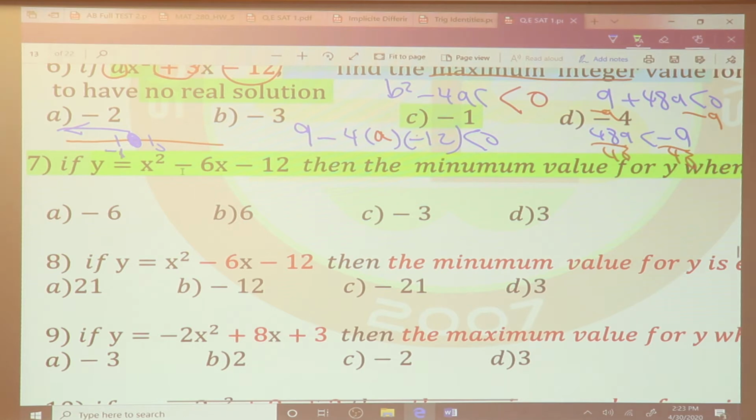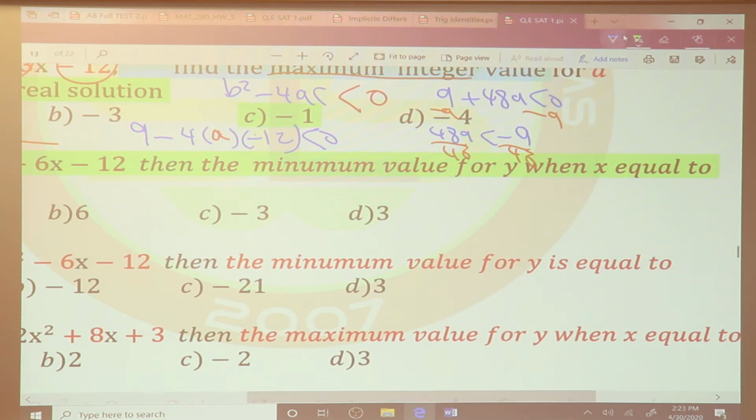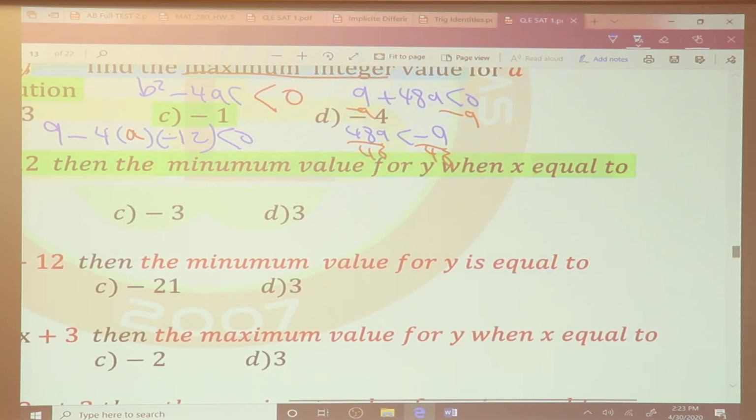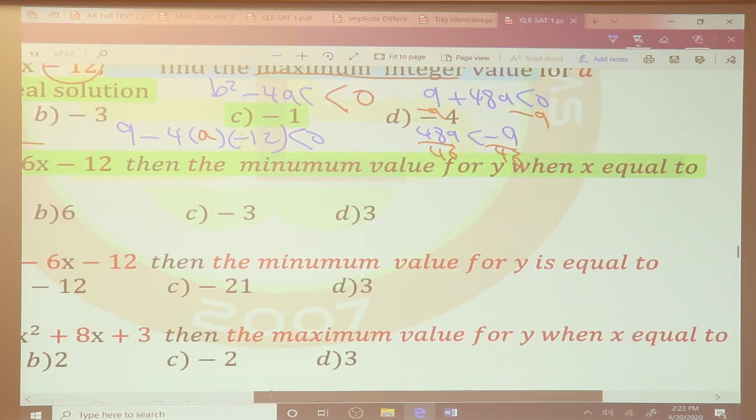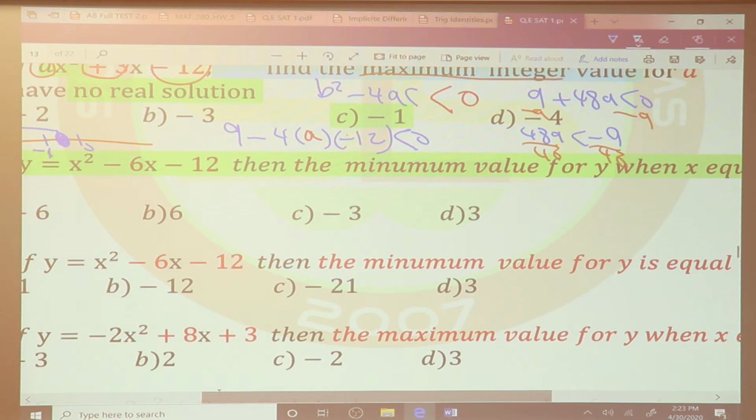Now here: y equals x squared minus 6x minus 12. Then the minimum value for y occurs when x equals what? You see all this, guys? I'm explaining, not just solving, right? He asked me about the vertex, so I need to find the vertex. This guy, A, is positive.